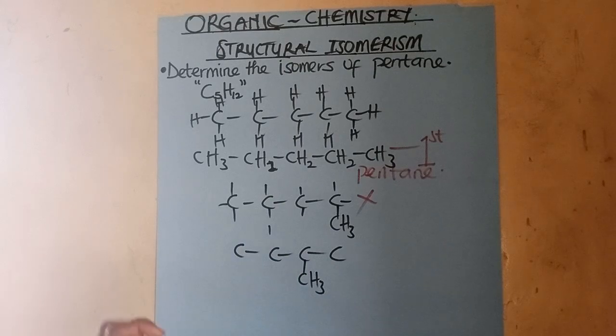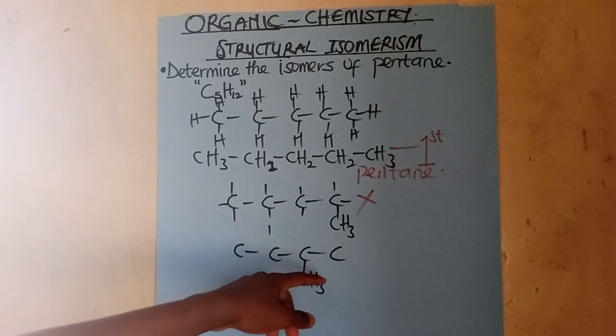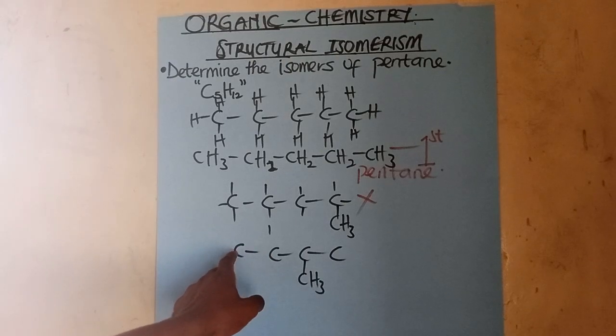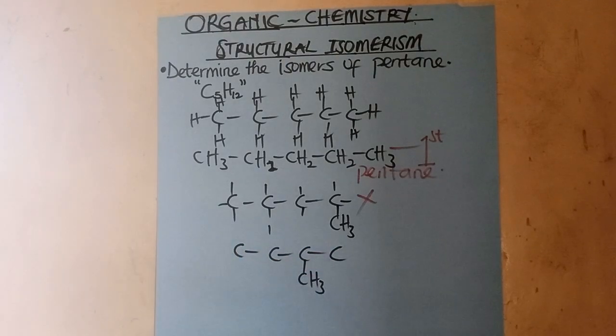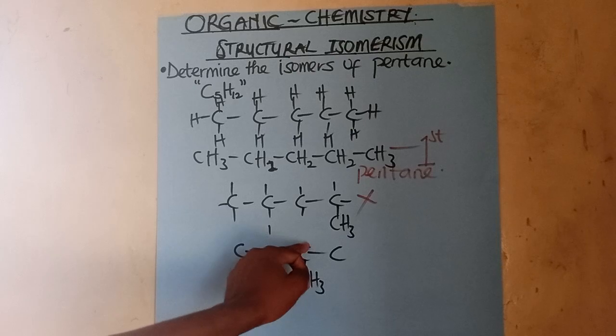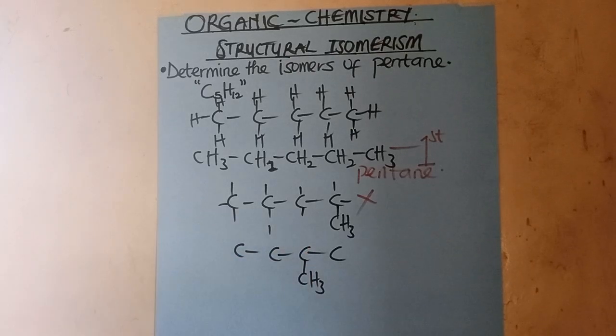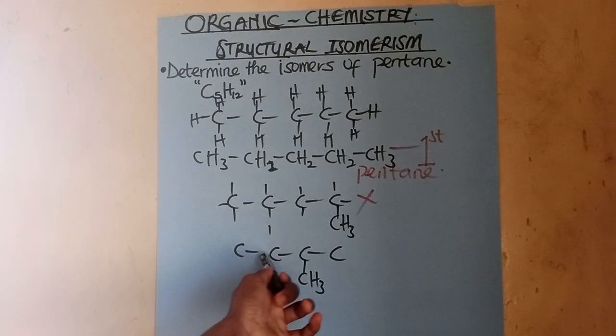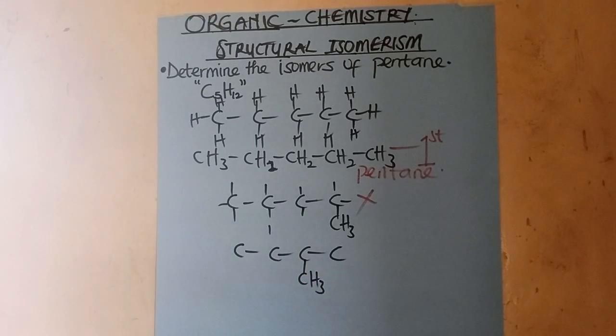Let me name this now. If I should name this, don't forget the rule of naming. The longest carbon chain is what? 4. 1, 2, 3, 4. You can leave it like that, or 1, 2, 3, 4. You can see it's still 4. Look at the trend. 1, 2, 3, 4. That is still 4. Like this, straight, is still 4.